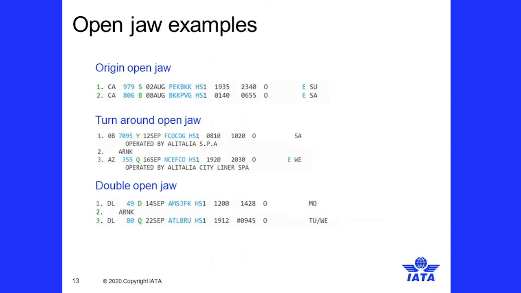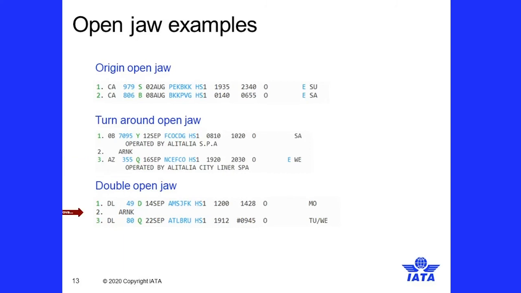For the open jaw, just as an example, origin open jaw: Beijing to Bangkok, Bangkok to Shanghai. Coming back to China, this is the Air China flight, but it is not coming in the same city. So leaving from Beijing, coming back to Shanghai. This is the so-called origin open jaw. For the turnaround open jaw, we have Rome to Paris, Nice to Rome. This one, as we all know, is ARNK. ARNK stands for arrival unknown, meaning the system is confused, there is no flight in between, what to do with it. Simply, this kind of journey is called turnaround open jaw.